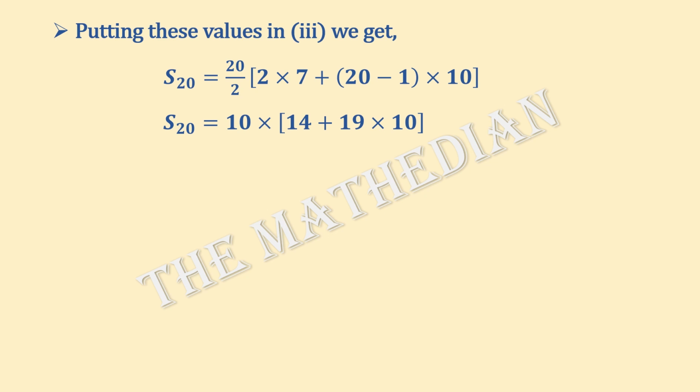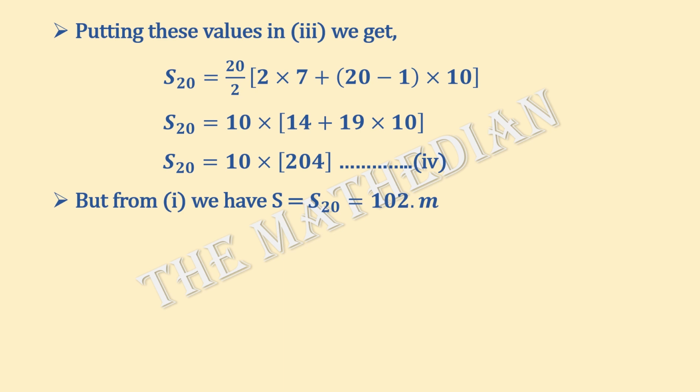Now putting these values in equation 3, we get S20 is equal to 20 upon 2 multiplied by bracket 2 into 7 plus 20 minus 1 into 10, which gives S20 is equal to 10 multiplied by bracket 14 plus 19 into 10. That implies S20 is equal to 10 into 204. Say it equation 4.